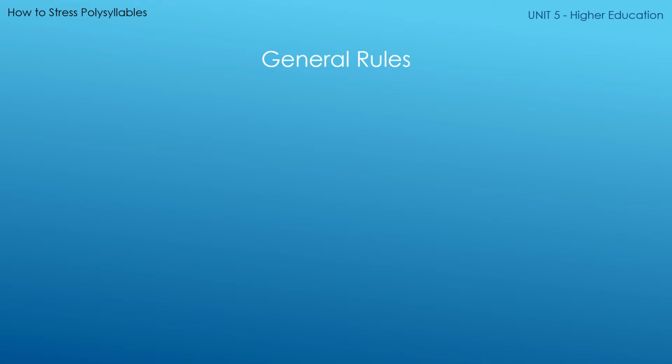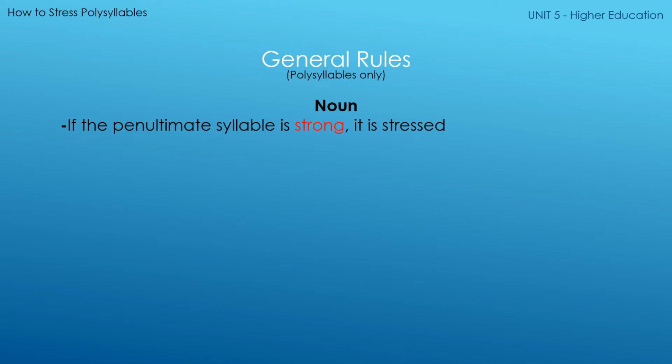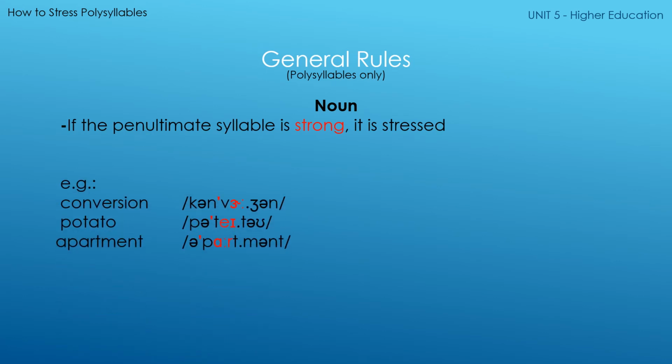Now, I assume that you already get used to the terms strong and weak syllables. So now, I want to introduce to you some of the rules that help us stress the syllables more precisely. Remember that the following rules only apply to polysyllables. Regarding nouns, if the penultimate syllable, also known as the second syllable from the last, is strong, it is stressed. For example, conversion, potato, apartment.